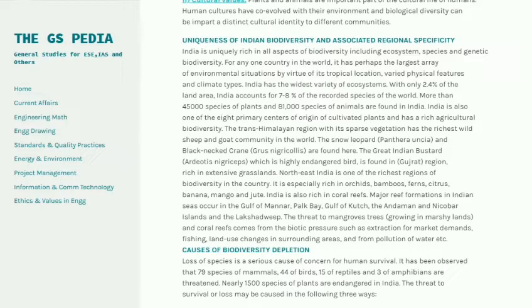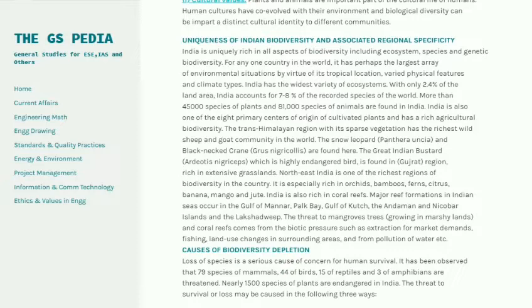Northeast India is one of the richest regions of biodiversity in the country. It is especially rich in orchids, bamboos, ferns, citrus, banana, mango and jute. India is also rich in coral reefs. Major reef formations in Indian seas occur in the Gulf of Mannar, Palk Bay, Gulf of Kutch, the Andaman and Nicobar Islands and Lakshadweep.